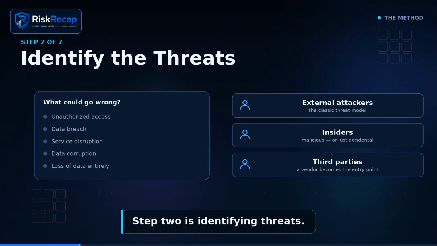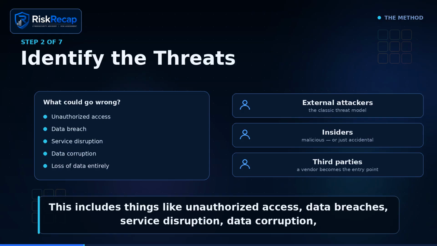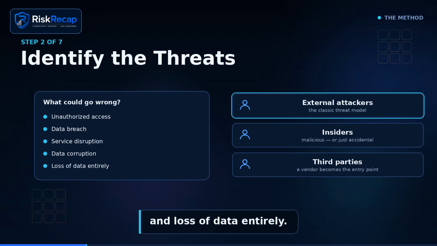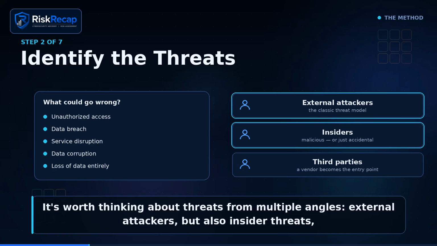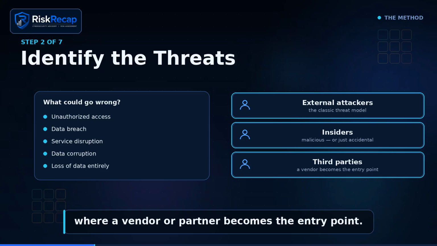Step 2 is identifying threats. For each asset, what could go wrong? This includes things like unauthorized access, data breaches, service disruption, data corruption, and loss of data entirely. It's worth thinking about threats from multiple angles: external attackers, but also insider threats, whether malicious or accidental, and third-party or supply chain risks, where a vendor or partner becomes the entry point.